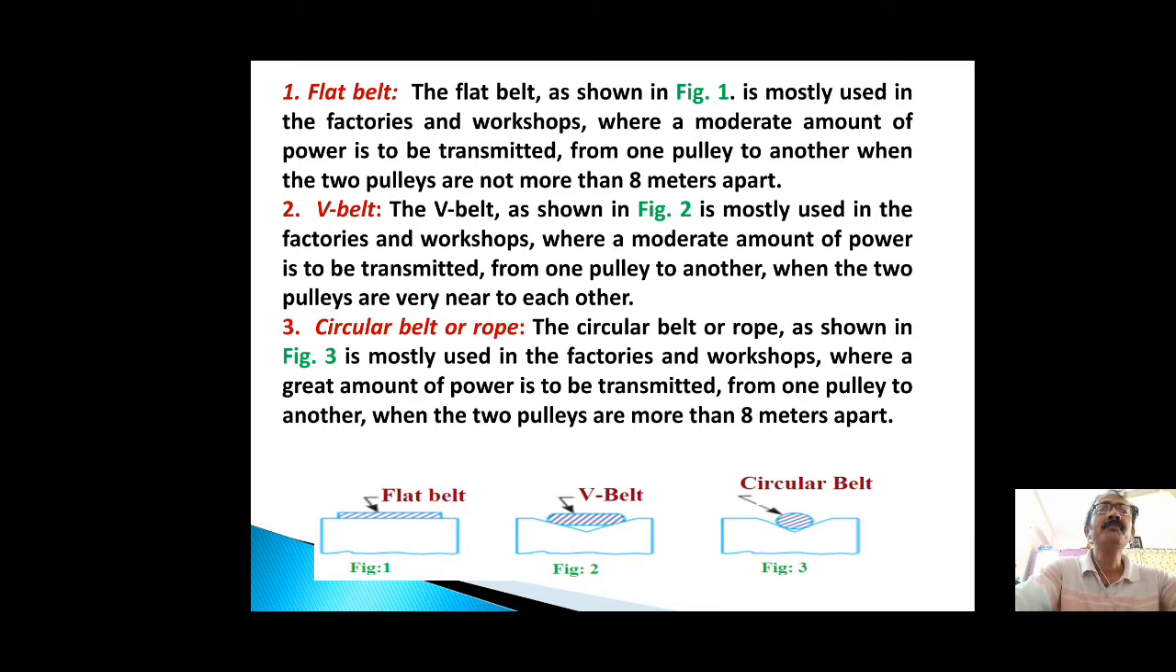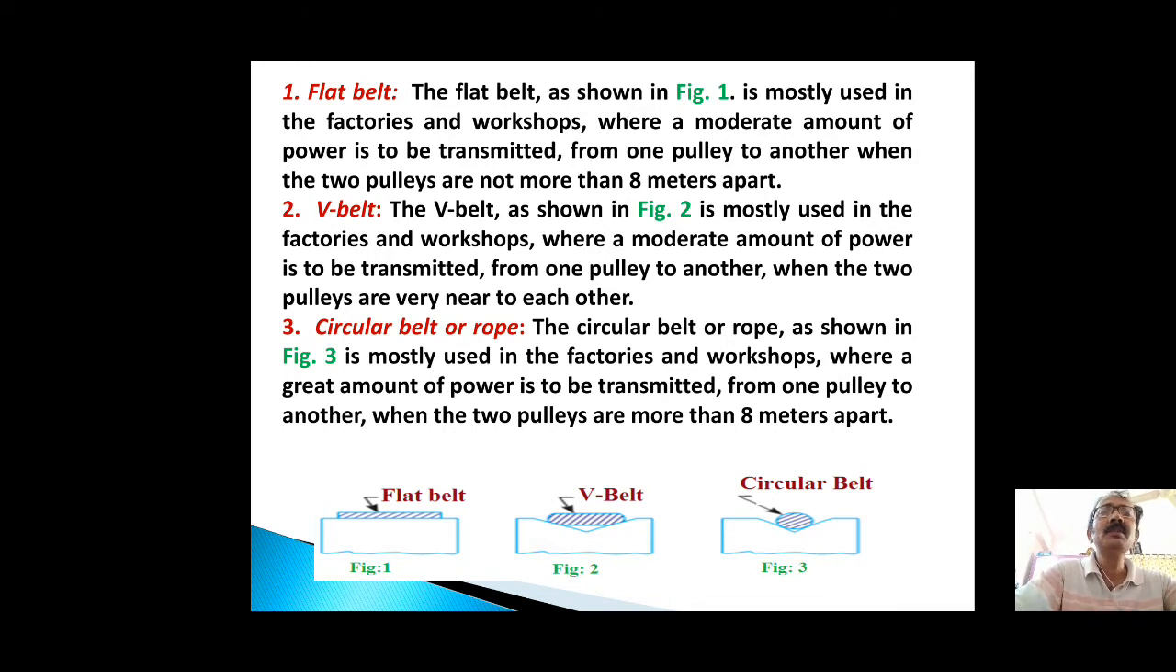Now V belt. The V belt, as shown in figure 2, is mostly used in the factories and workshops where a moderate amount of power is to be transmitted from one pulley to another when the two pulleys are very near to each other. So in this V belt, the power transmission is more and there is less slippage or negligible slippage.